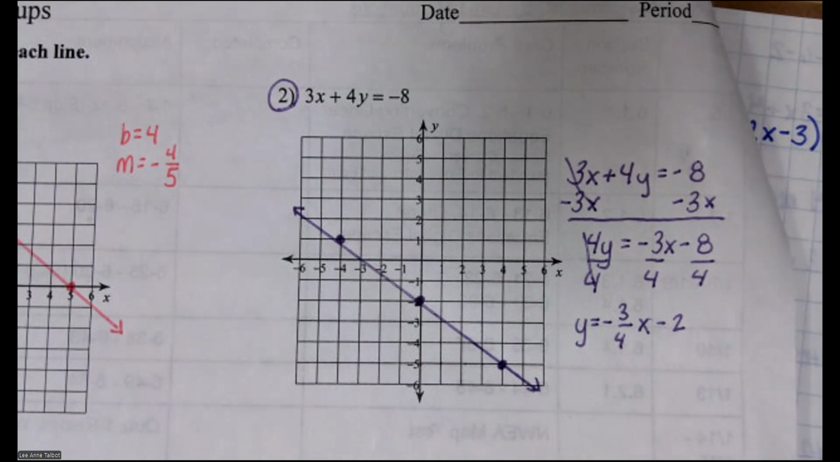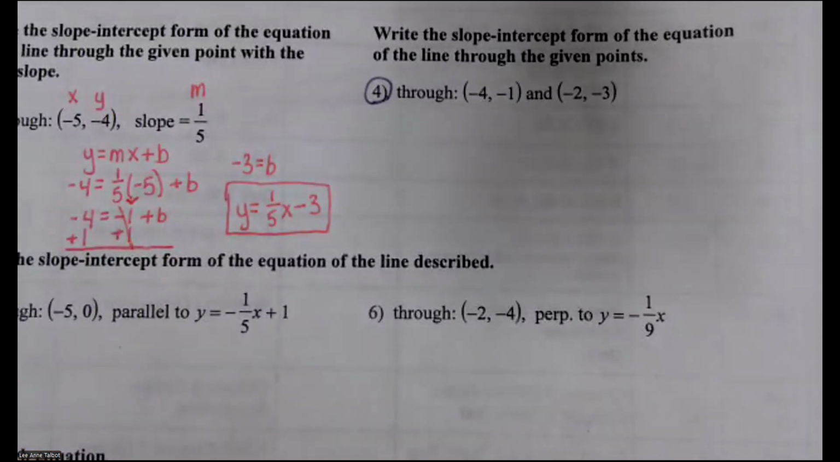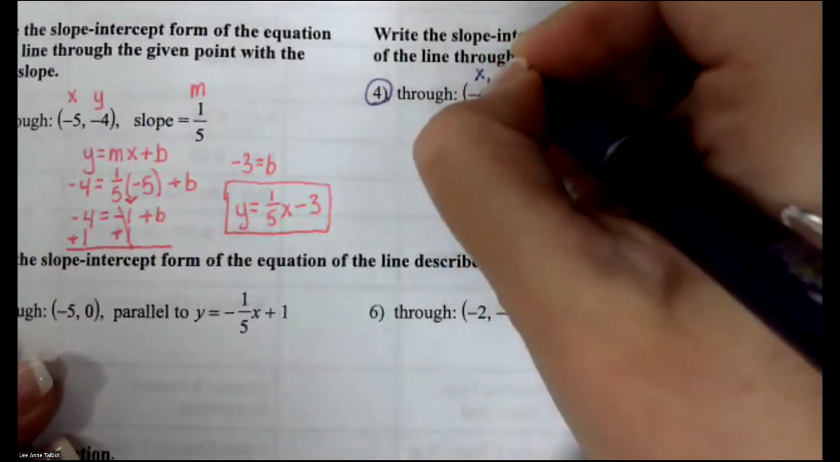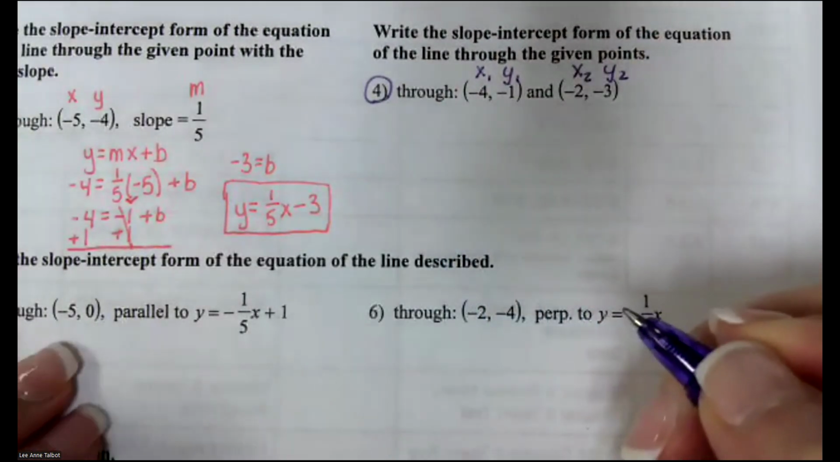Okay. Any questions about number 2? How are we doing with what we learned yesterday? Okay, good. Okay, now move down to number 4. This is the old stuff. So x1, y1, x2, y2.